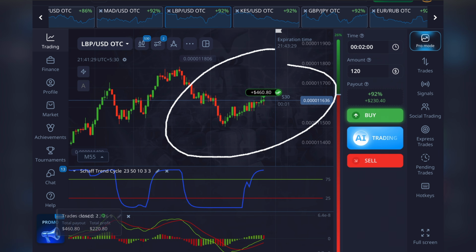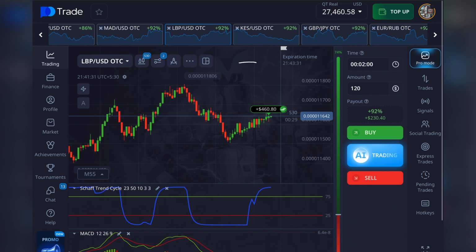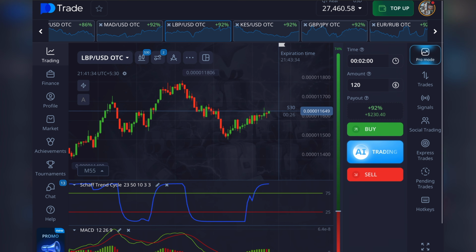This setup also closed in the expected direction. I had taken 2 entries here based on the same bullish confirmation.